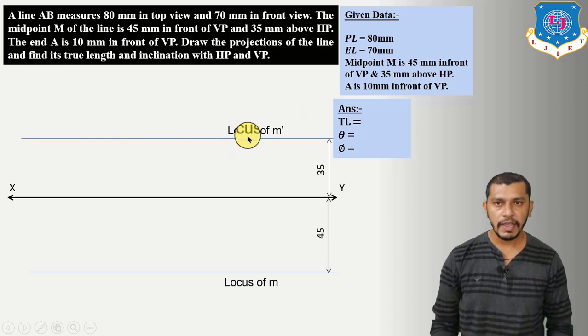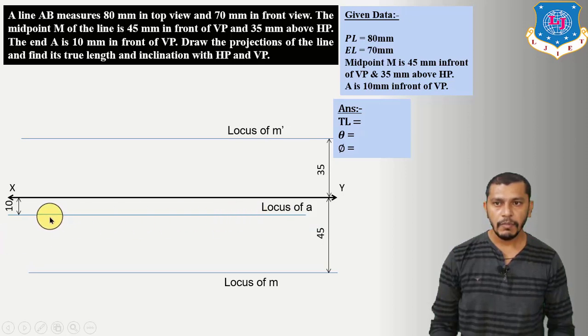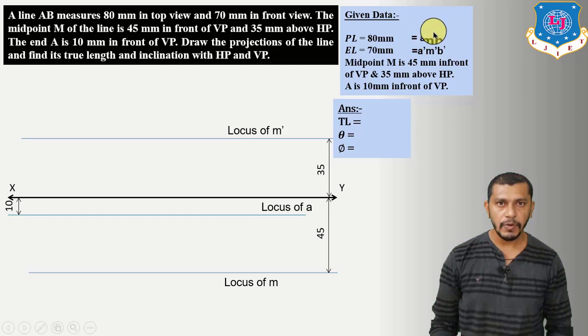So on this locus we will get M dash, and on this locus we will get M, which is the plan of point M. Now A is 10 mm in front of VP, so 10 mm below the XY reference line we will get the locus of A. So on this locus we can mark plan of point A. Now PL is 80 mm, that means the plan length AB is equal to 80 mm. So if we measure A to M it is equal to 40 mm, and M to B will also be equal to 40 mm.